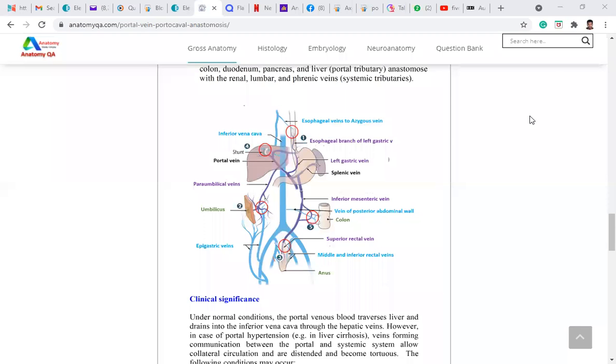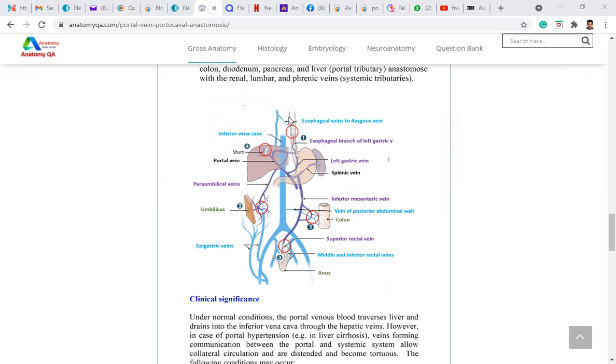Okay, so now let's do a quick revision. From this diagram, again, a summary of portocaval anastomosis and the clinical significance. So the first point of anastomosis is here between the esophageal branches of the left gastric vein, which is part of the portal system, and the esophageal veins to the azygos vein, which is part of the systemic or caval system. So we have portocaval anastomosis here.